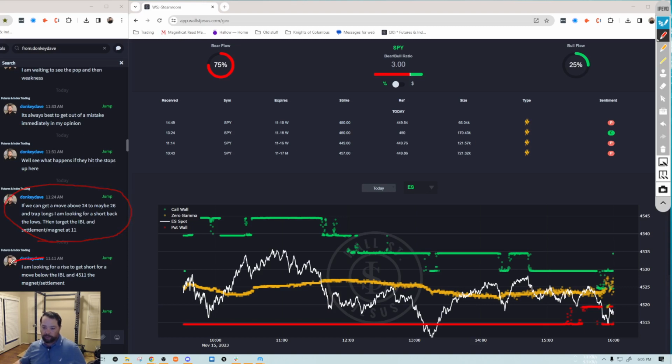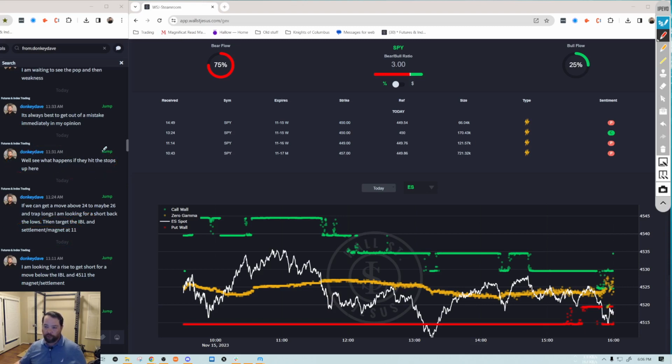So right here, I'm looking for a rise to get short for a move below the IB low, which at that time was, I believe, 18, if I'm not mistaken, and 45.11, which is the magnet settlement. We had another indicator that was there, so that was the obvious target for the day. If we can get a move above 24 to maybe 26 and trap longs, I'm looking for a short back to the lows. Then target the IB low and settlement magnet at 11. So that's what we were working on there. We'll see what happens if they hit the stops there. I'm just kind of calling this stuff as it plays out.